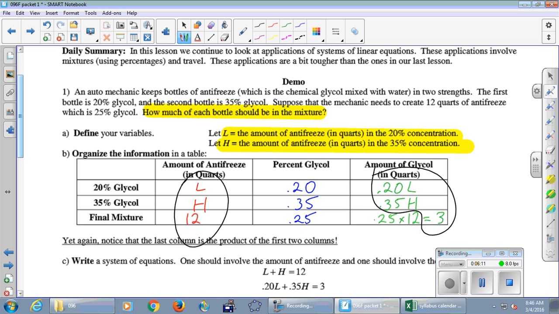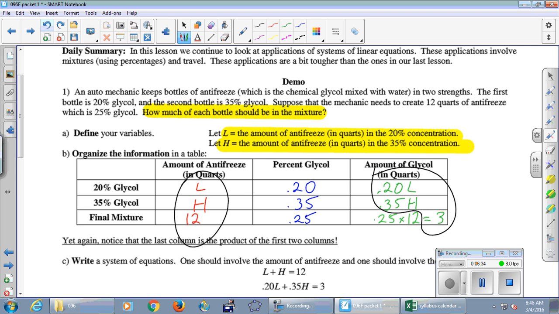It's really easy to forget that you're supposed to multiply the 0.25 times 12. All the time I see people put the 0.25 here. They know the desired thing is 25%, so they just set it equal to 25%, but that ain't it. We need to know how much glycol we have in this case. So we multiply.